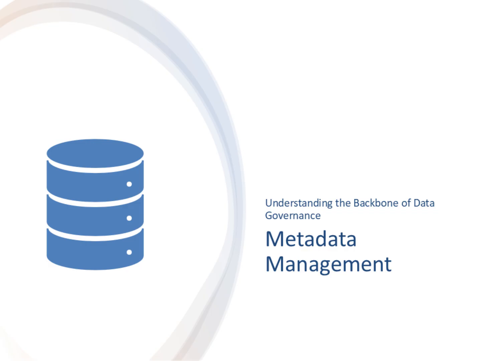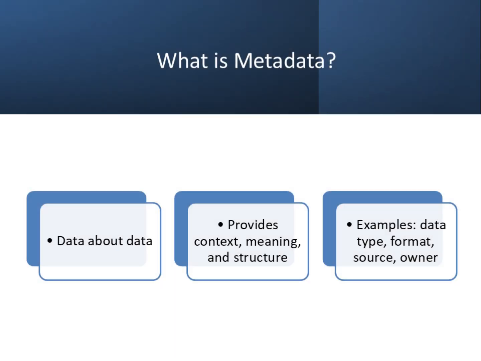So let's dive in. Metadata is simply data about data. It provides the essential context needed to understand, trust, and utilize data effectively. For example, take a sales report. Metadata might include who created the report, when it was last updated, which source systems it pulls from, and the definitions of fields like net sales or region. Without this context, users are flying blind.